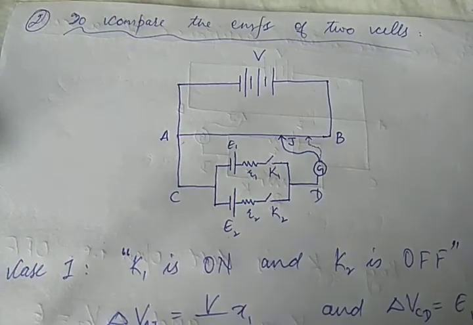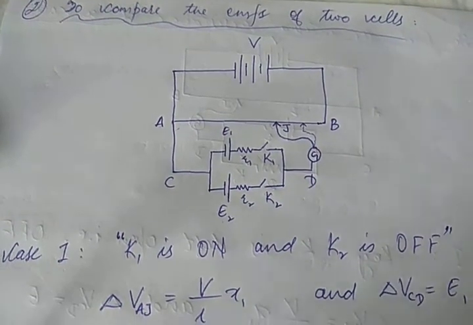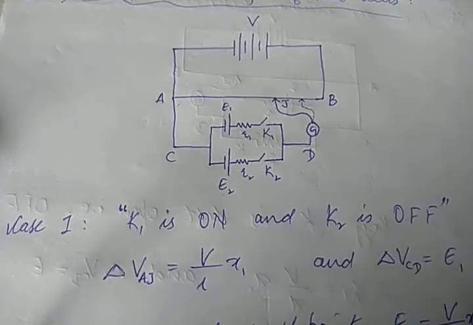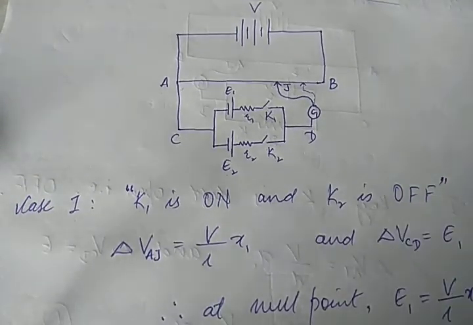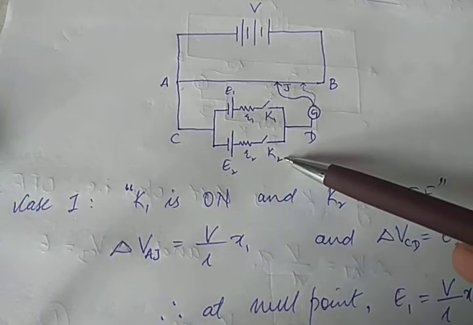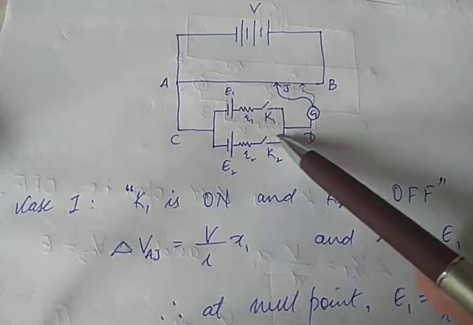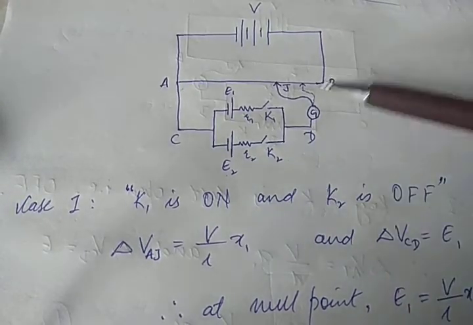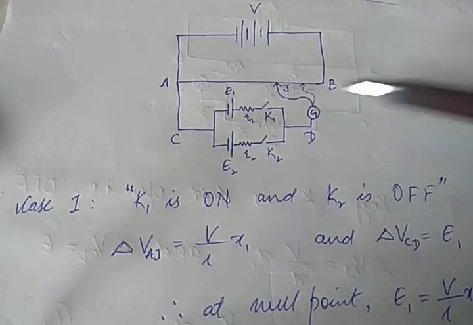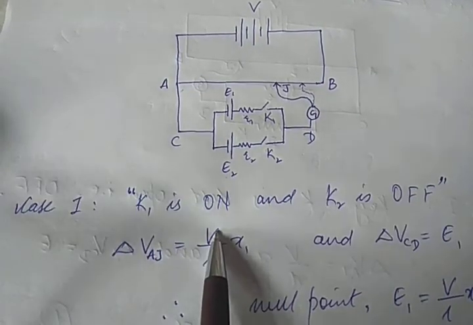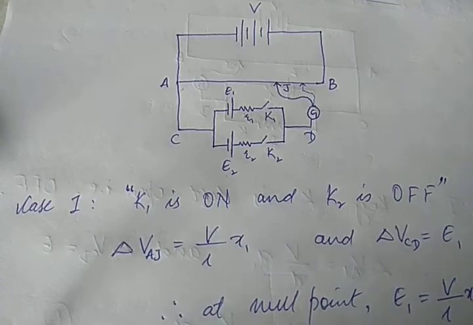Now, let us continue with this use of your potentiometer. After you complete this circuit, first of all, we keep the second key, K2, open. That is, you can see K2 is off, and K1 is the only key which is closed. So that is exactly what I've written: K1 is on, K1 is closed, and K2 is off.